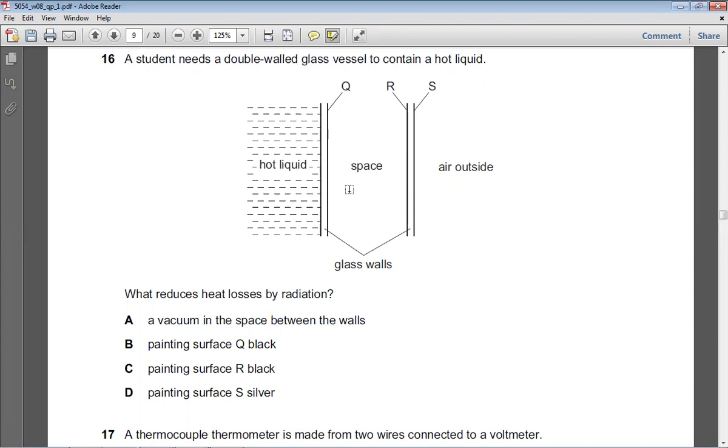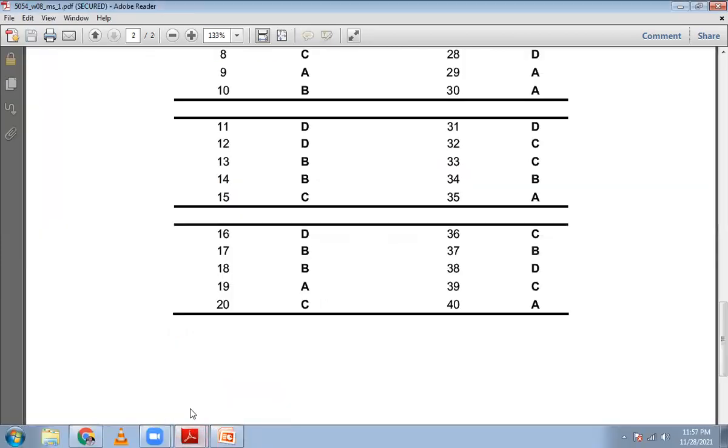So if you want to reduce the radiation, the surface should be a bad emitter of radiation. So the bad emitter of radiation will be a silver color. So the outer surface must be painted silver, and then there will be less radiation from the hot liquid into the air outside. I think D is the best option. Question number 16, D is the right answer.